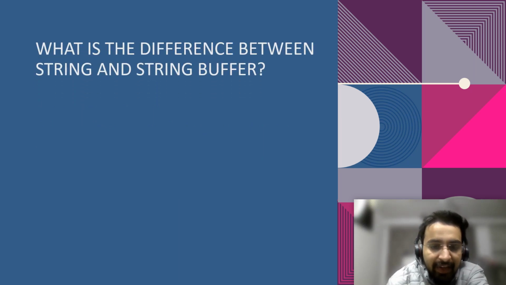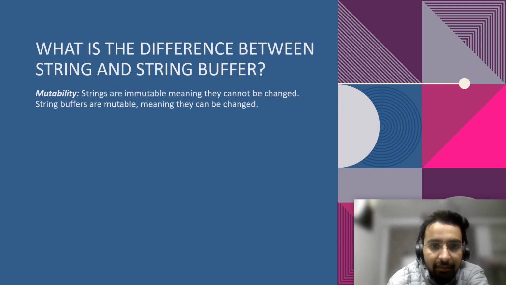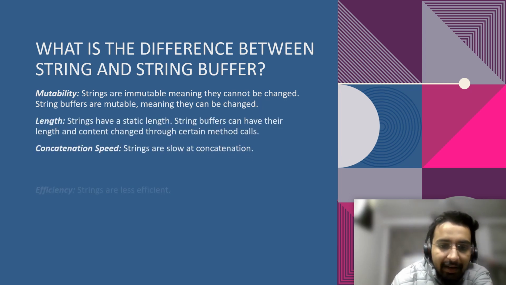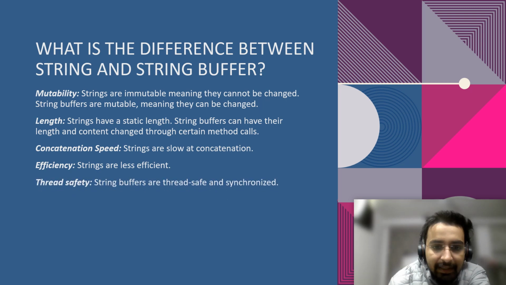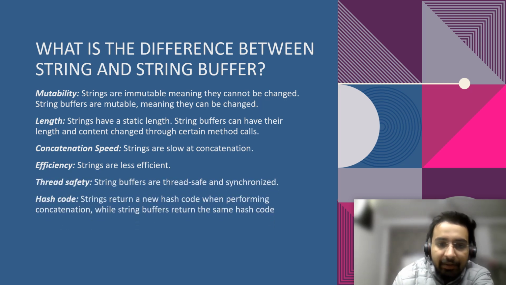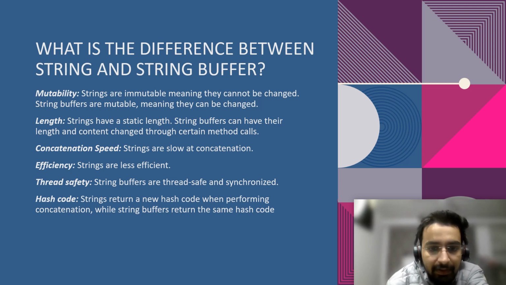What is the difference between string and string buffer? Mutability, length, concatenation speed, efficiency, thread safety, and hash code. These are some of the differences between the string and string buffer.